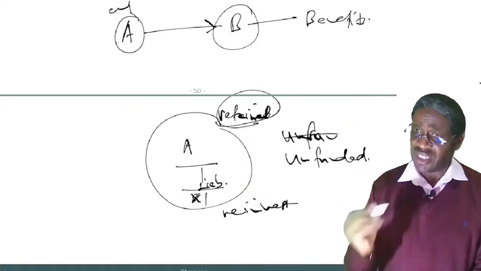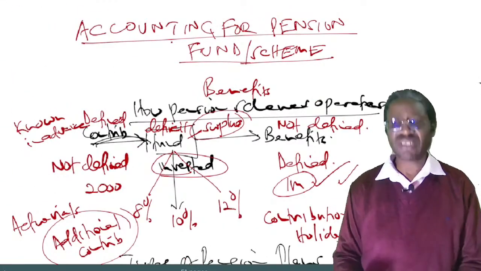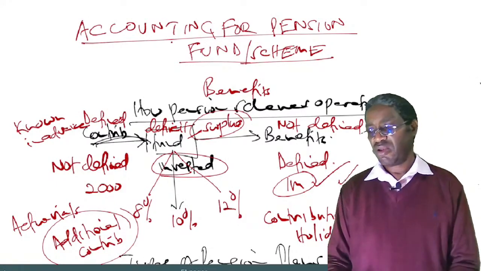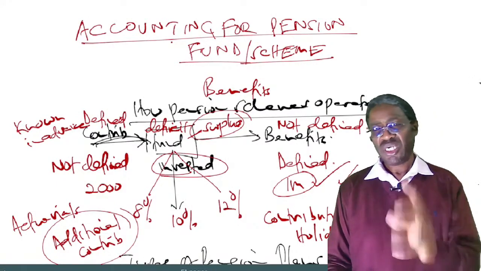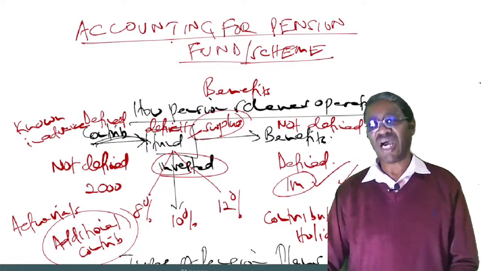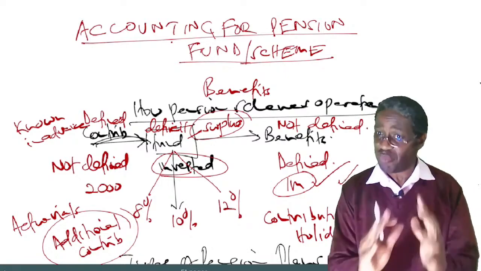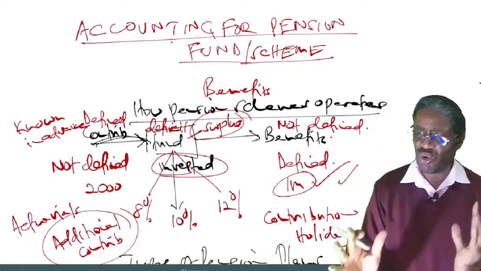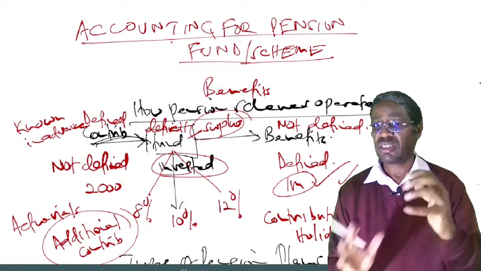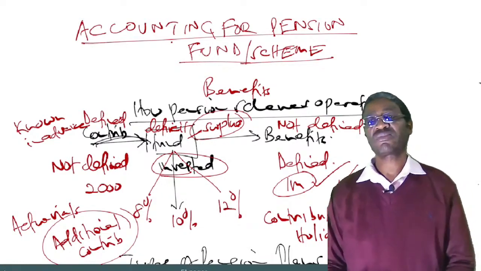This is what we had just said, just to remind you where we started. We were discussing this topic called accounting for pensions. And you remember we started by defining what is a pension scheme. We don't have to go back. I'm just reminding you of the key things we did: what is a pension scheme or what is a pension fund?